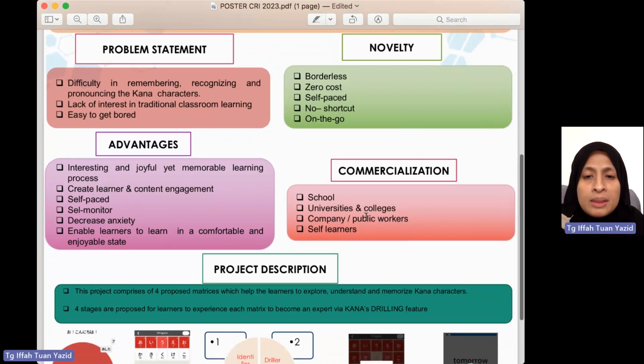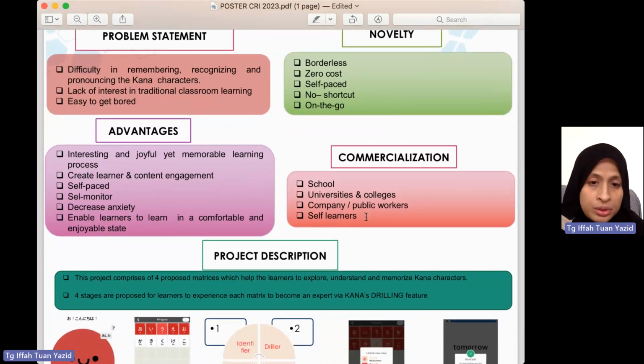As for commercialization, nowadays there are many institutions offering Japanese language as a compulsory subject, including schools, universities, and colleges. There are also companies and public workers offering the Japanese language as part of their training. Some companies even give an incentive if the worker passes a specific exam.